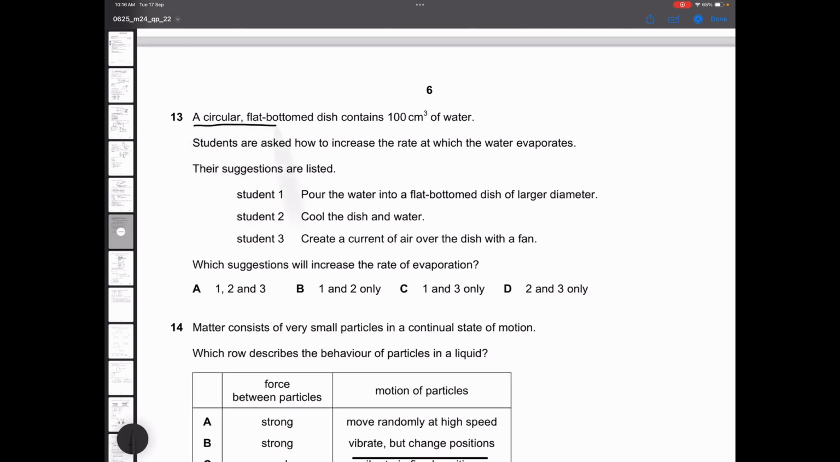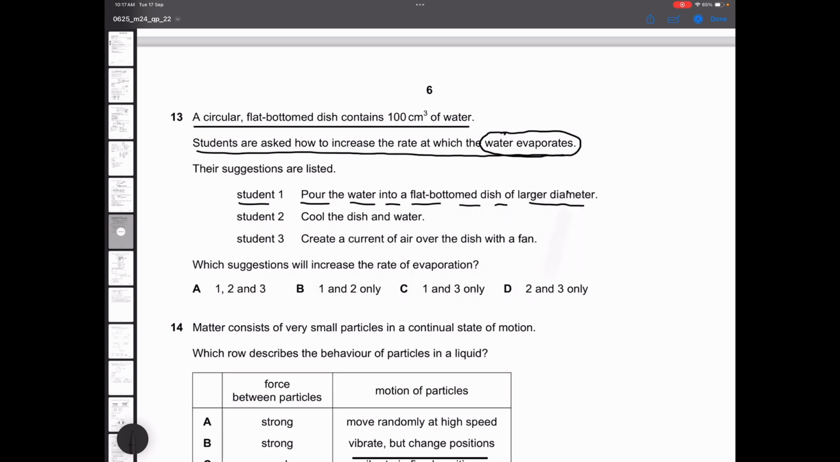A circular flat bottom dish contains 100 centimeter cube of water. Students are asked how to increase the rate at which the water evaporates. So they're simply asking how can you increase evaporation. The points we have studied are to increase the temperature, increase the surface area, or increase the wind speed, right? So student 1: pour the water into a flat bottom dish of larger diameter. This will provide more surface area. So this is a good choice.